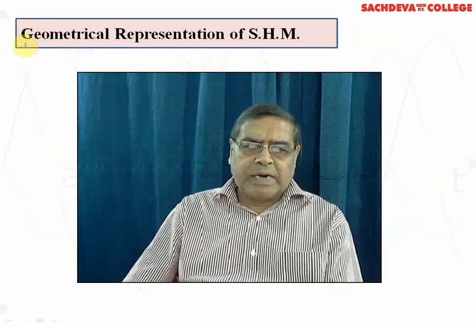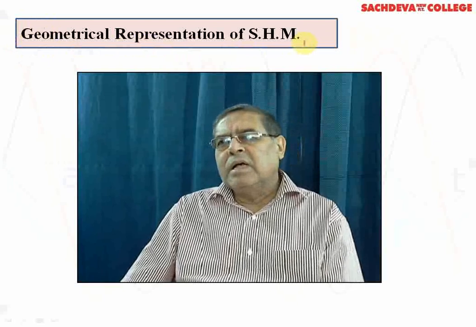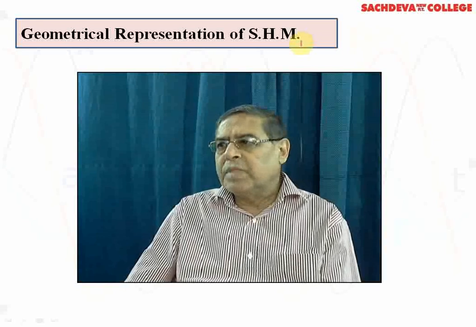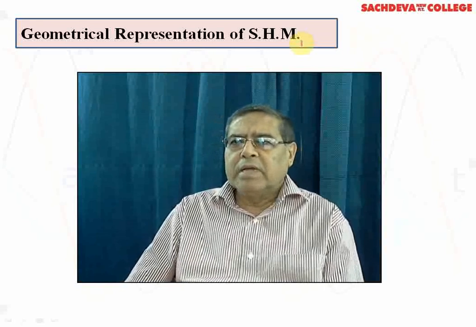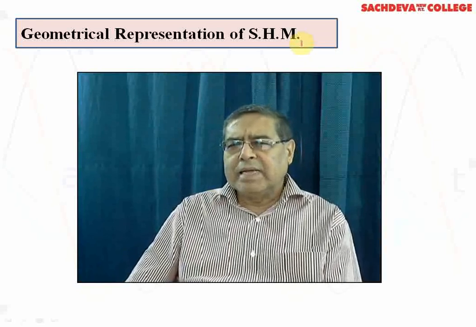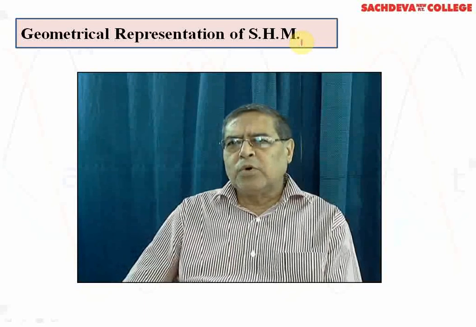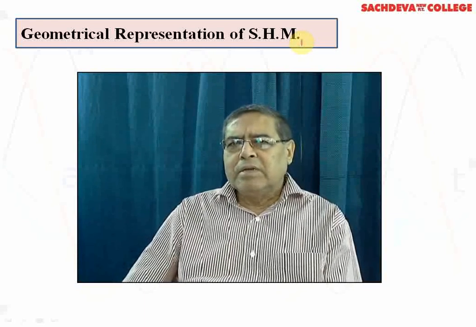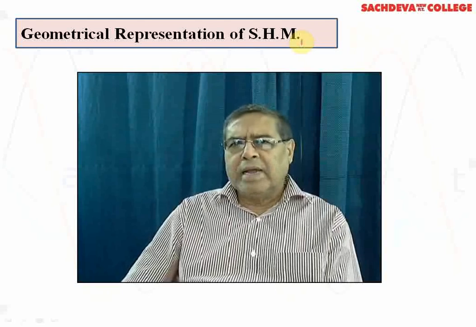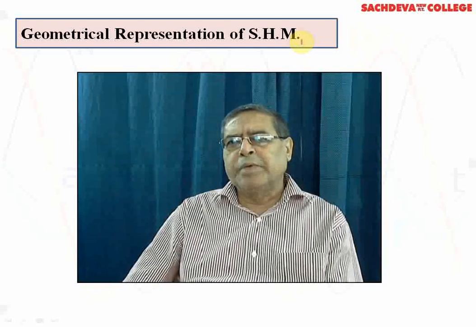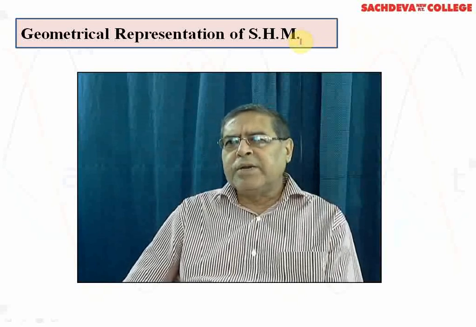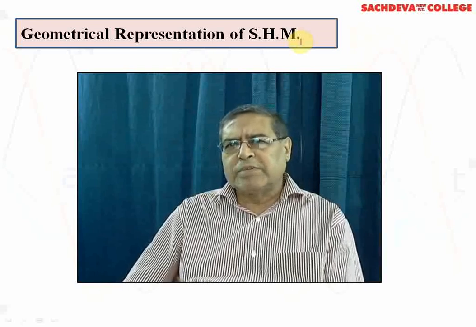Now we come towards the geometrical representation of SHM. We have to remember that when we use this term simple harmonic motion, we are including both periodic as well as oscillatory motion. So a particle is said to be executing SHM if it is moving to and fro about the mean position, and when it is at the mean position, that point is called the node, and the extreme position is supposed to be anti-node. Nodes are the points of minimum displacement and anti-nodes are the points of maximum displacement.